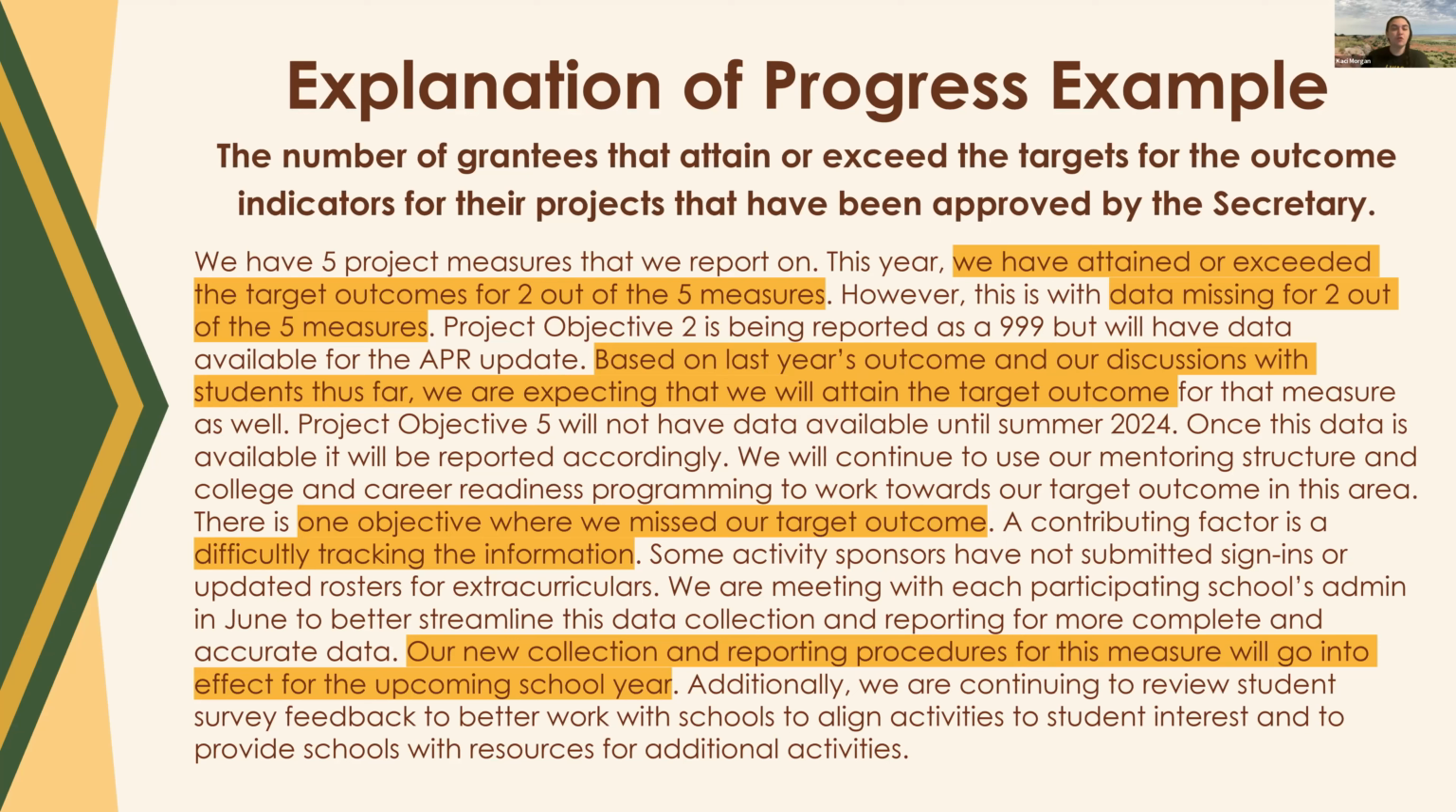So in this case, for the GPRA measure, I talk about how many of the target outcomes we've met or exceeded. And then I describe, for 2 of the other ones, we're missing data. Here's when we expect to have data. Here's how we are working towards that target outcome and measuring and tracking towards it. I also talk about some challenges in certain areas where maybe we didn't meet or exceed, and an upgrade to our collection and reporting procedures.